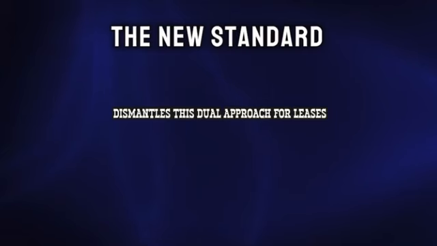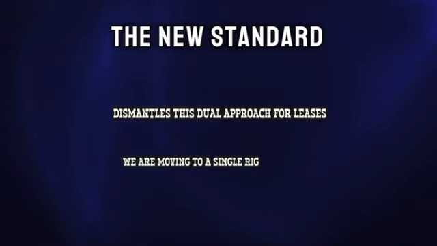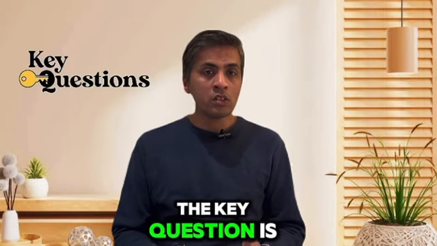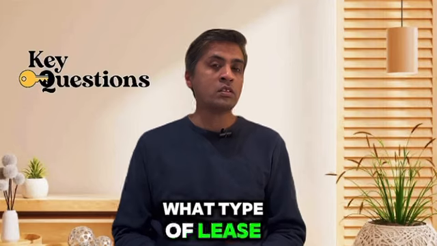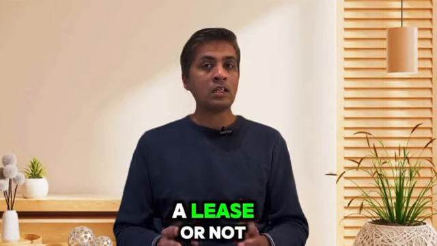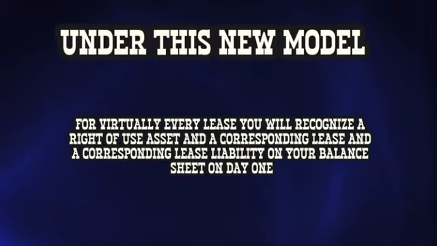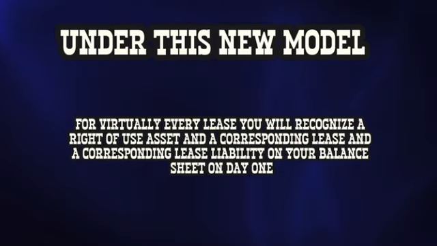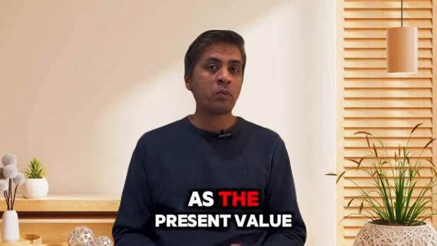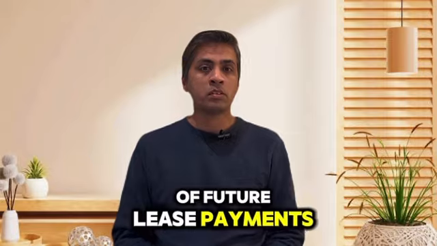The new standard dismantles this dual approach for leases. We are moving to a single right of use model. The key question is no longer what type of lease is this, but simply is this a lease or not? Under this new model, for virtually every lease, you will recognize a right of use asset and a corresponding lease liability on your balance sheet on day one. The liability is measured as the present value of future lease payments.